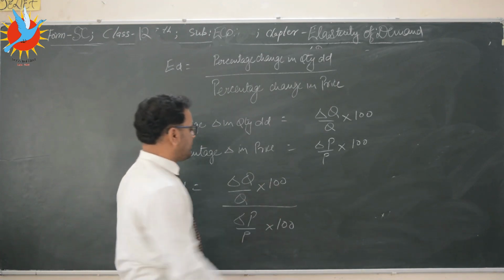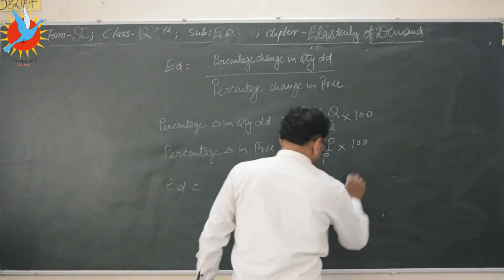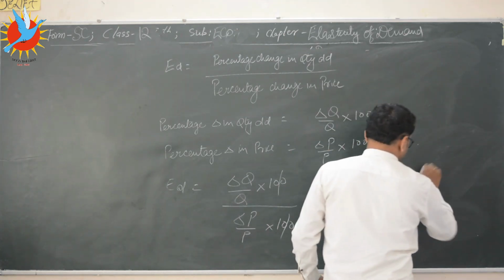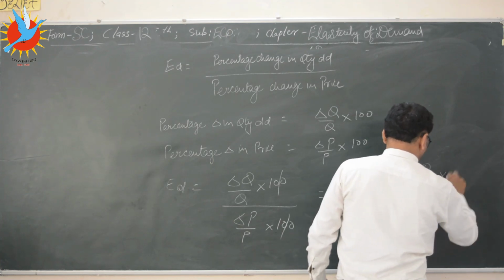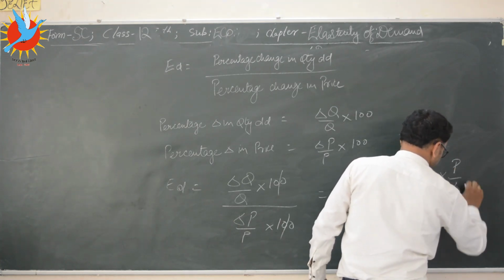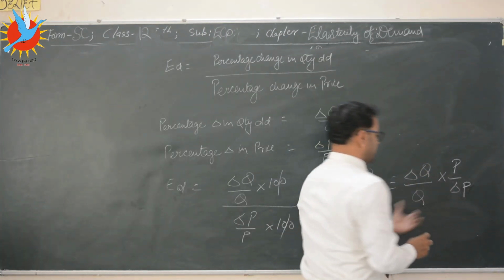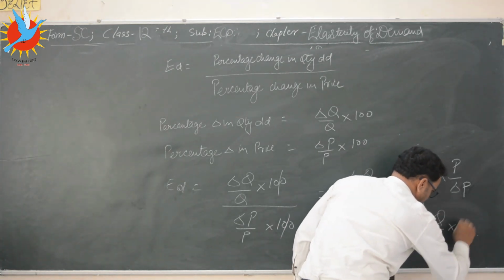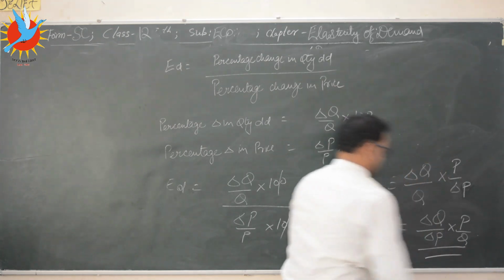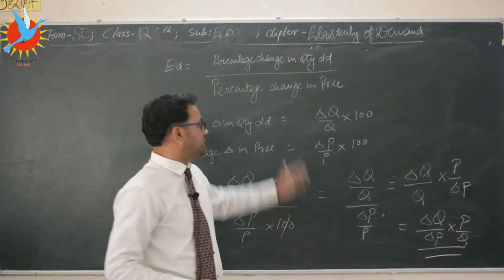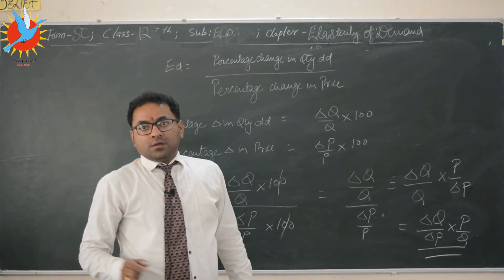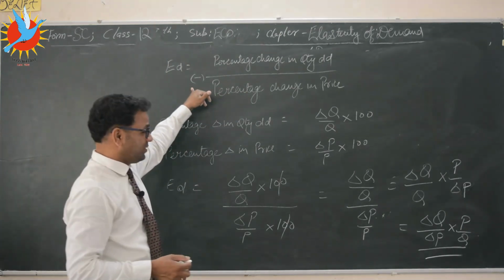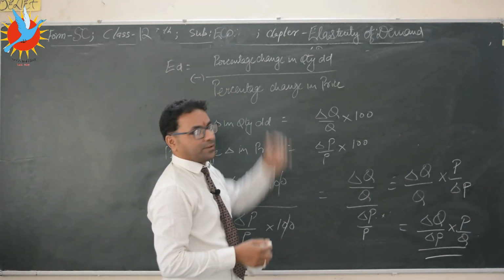Since the numerator and denominator both have 100, it will cancel. We have delta Q upon Q divided by delta P upon P. It becomes delta Q upon Q into P upon delta P. Since both have delta, we'll bring it here. There is no need of this, but for simplification only we are doing this. Delta Q upon delta P into P by Q. This is the formula written in your book. It has come through this. This negative sign shows that there is a negative relationship between price and quantity demanded.